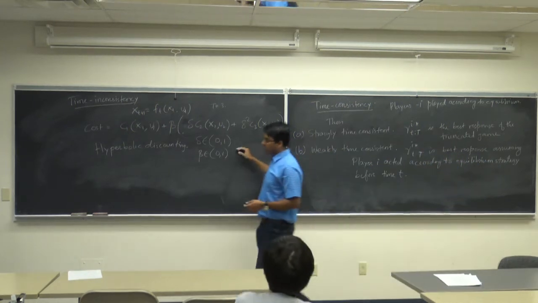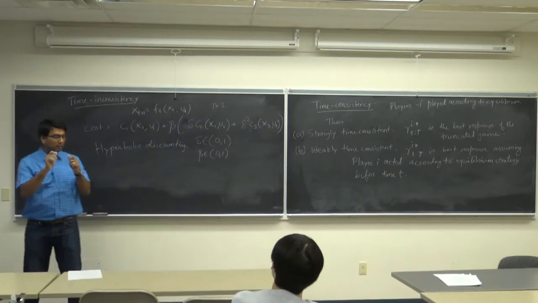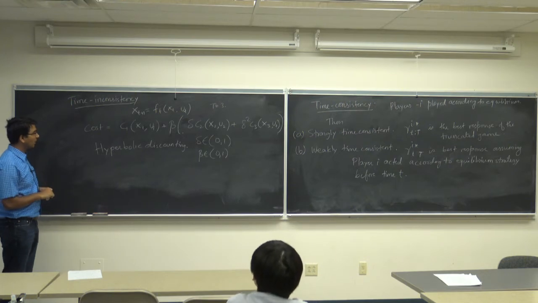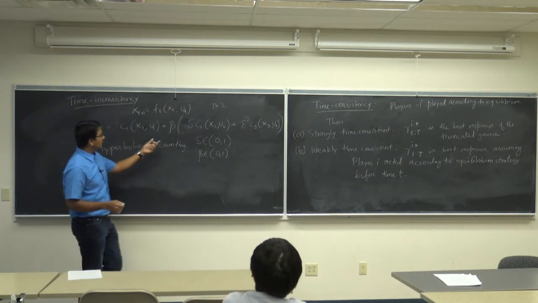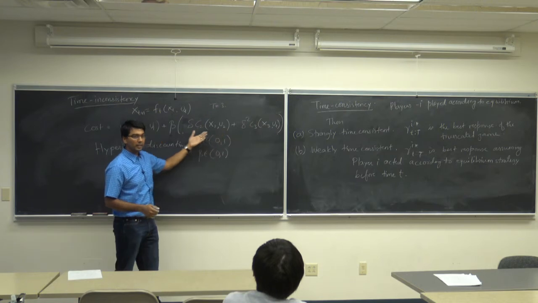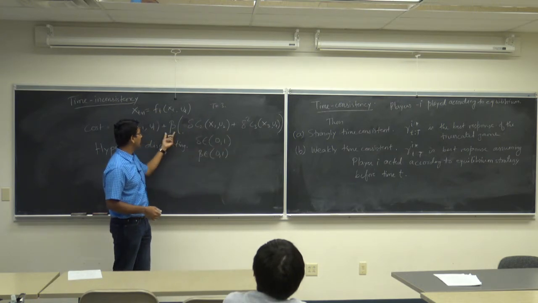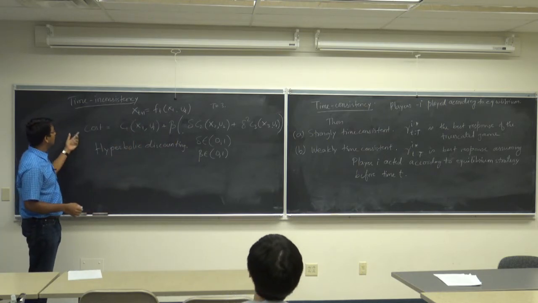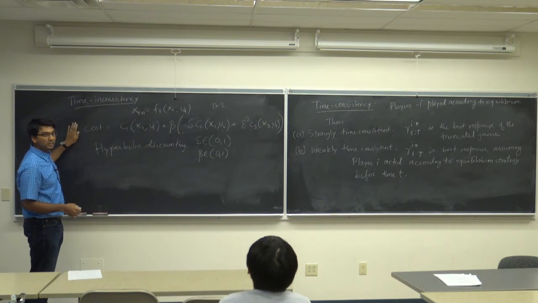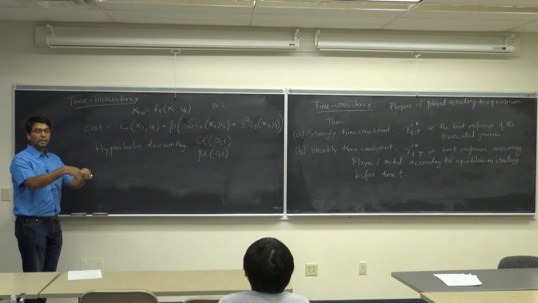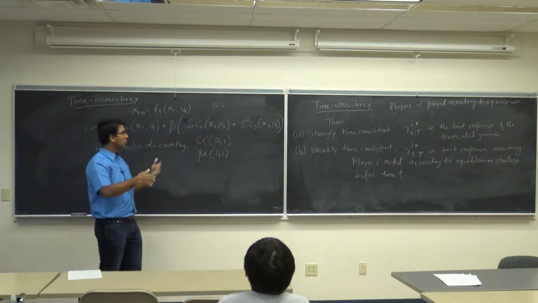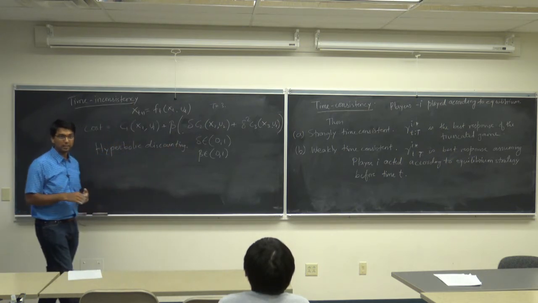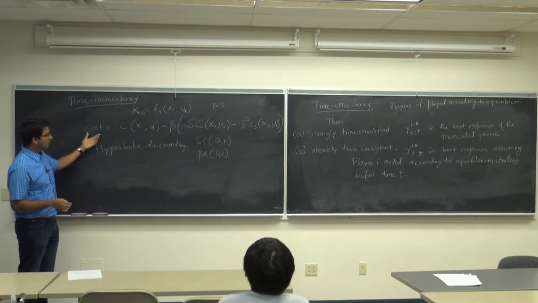In hyperbolic discounting, this person has some issues. The issue is he lumps the discounted future cost together and multiplies it by another discount factor, beta. Then this person makes a decision at time t equals 1, which depends on his decision at time t equals 2 and the decision at time t equals 3, because you are going to solve this problem using backward induction. So you get some solution.